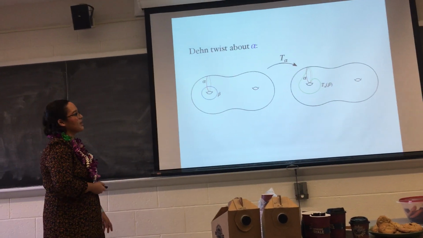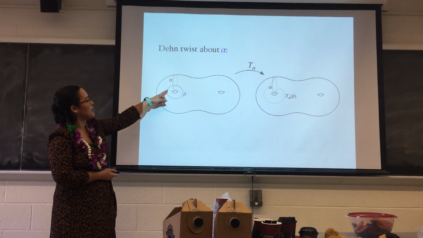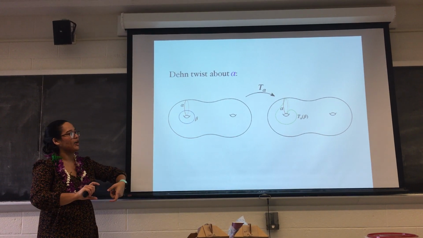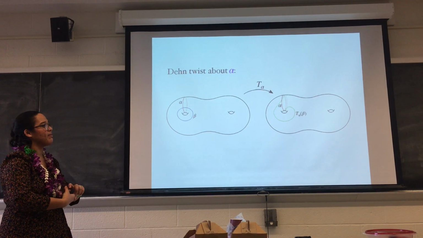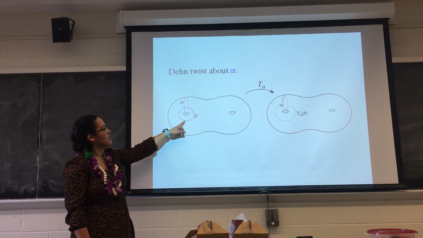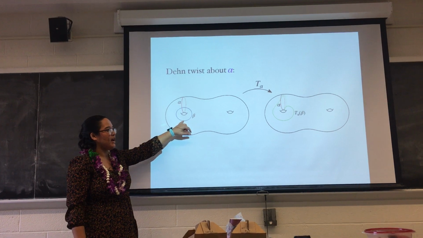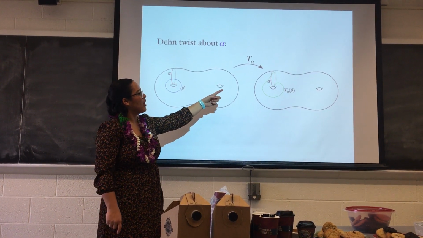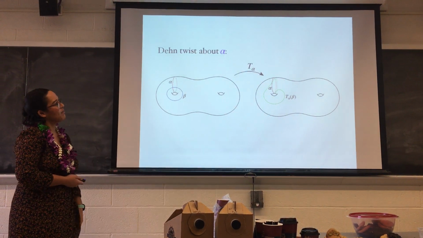So again, just a reminder, if we have a simple closed curve alpha, we can do a Dehn twist about alpha by cutting open our surface along alpha, doing a twist by 2 pi and gluing back together, and we can see what happens to the image of, say, beta under this Dehn twist. It just gets kind of wrapped around our curve alpha and then goes back along its path.